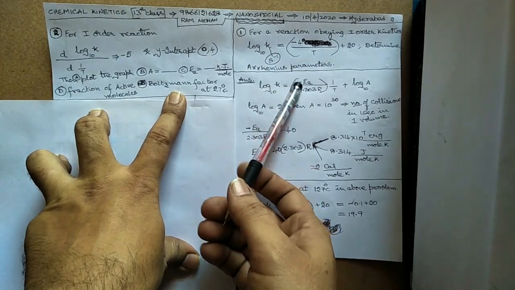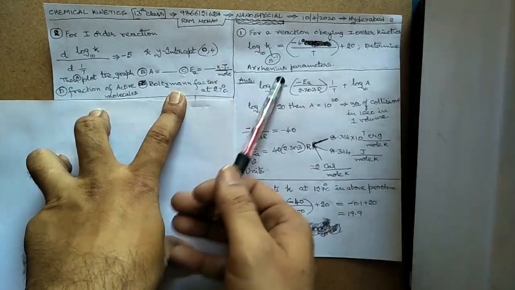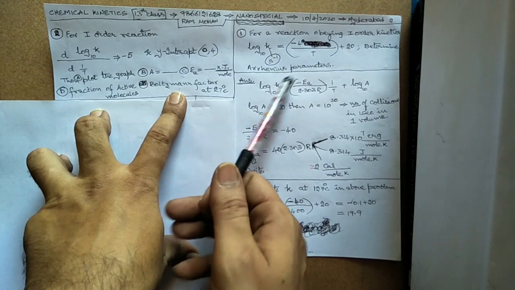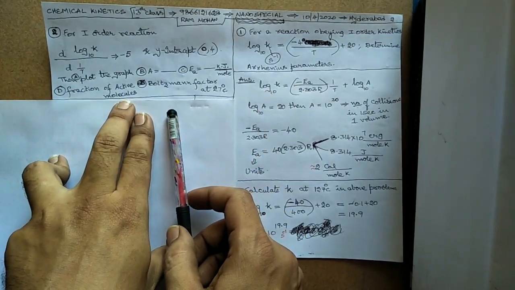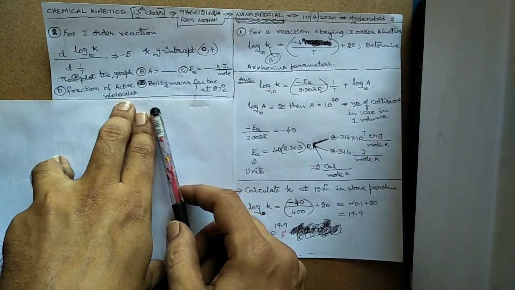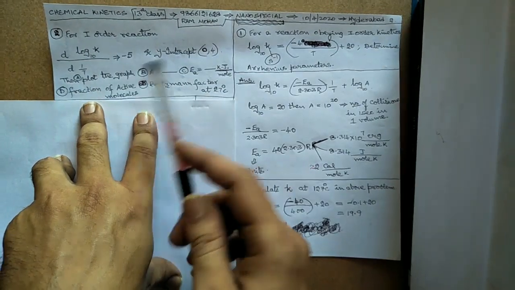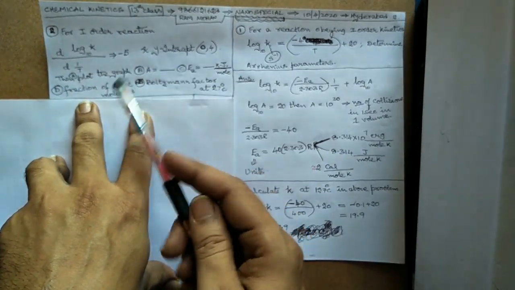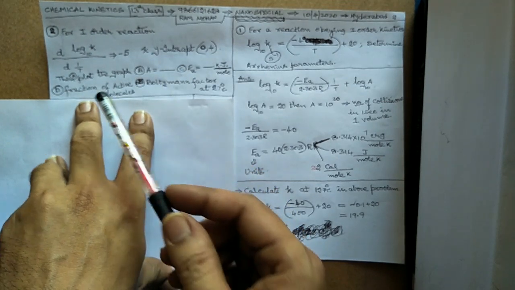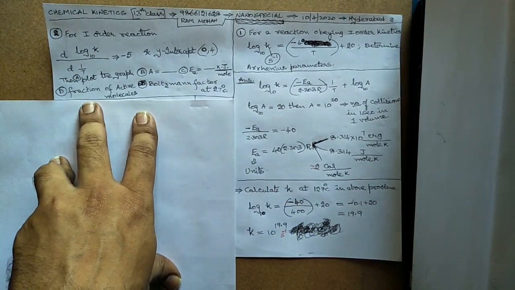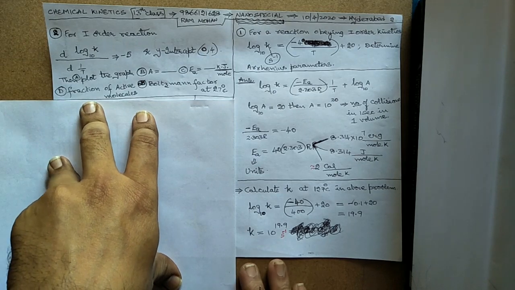Arrhenius factors were A and Ea. Determine the Boltzmann factor. What exactly is the Boltzmann factor? Fraction of active molecules. We are talking about fraction of active molecules here in the Boltzmann factor at 27 degrees Celsius. So determine these things. 2 minutes will be given. Understand that dy by dx properly and substitute and simplify.